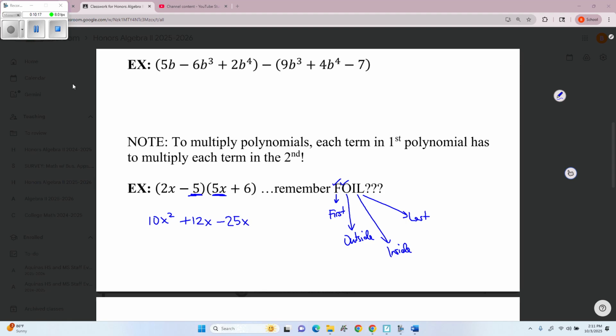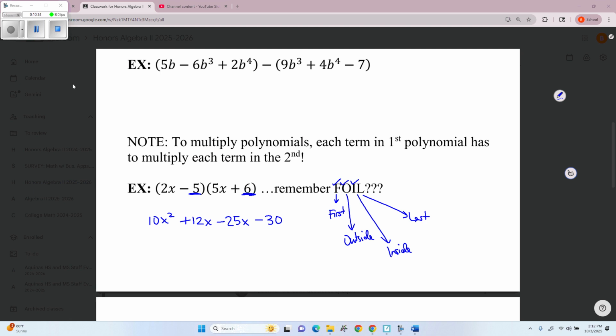And then finally, what we mean by L, so I is done. What we mean by L is the last term in each binomial. So a negative 5 times a positive 6 is a negative 30. Be very careful here not to add or subtract those two values. That's a very common mistake.